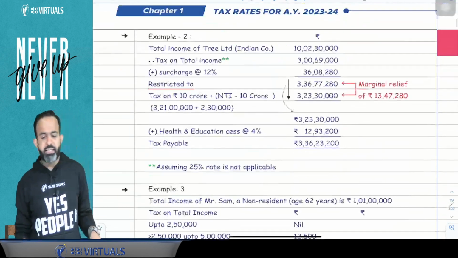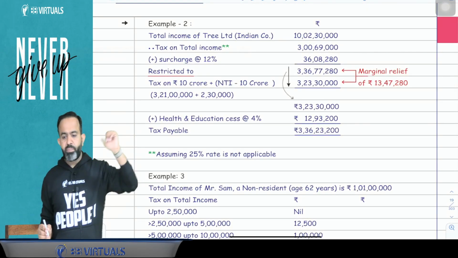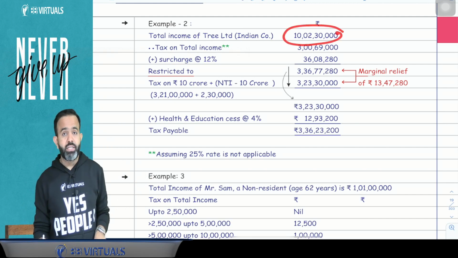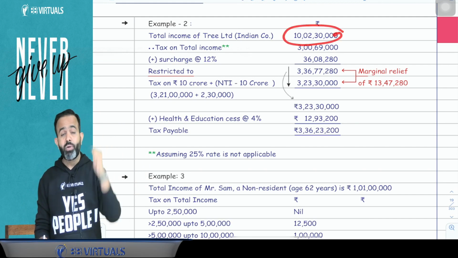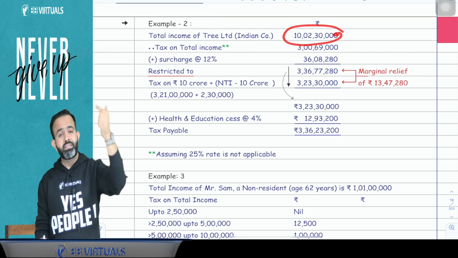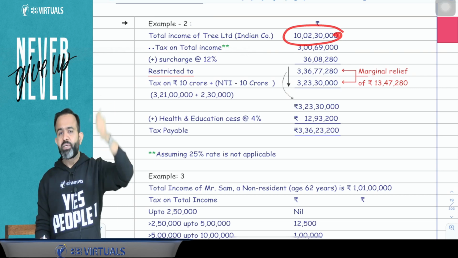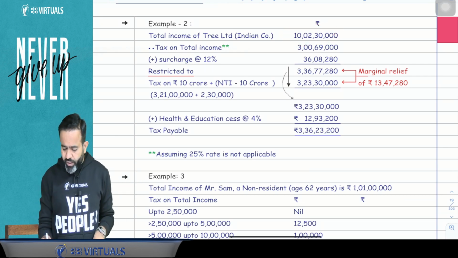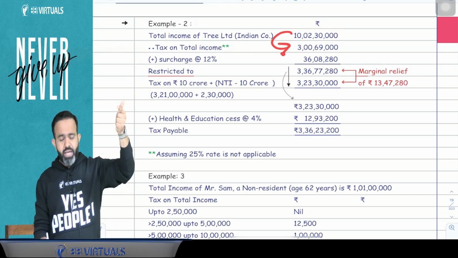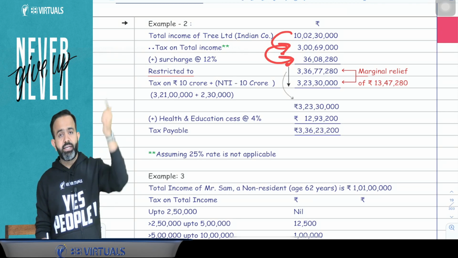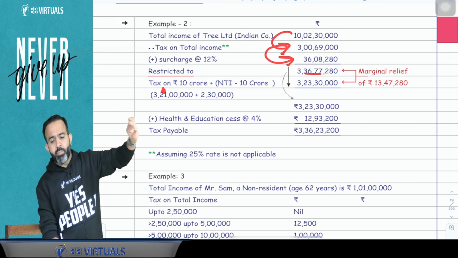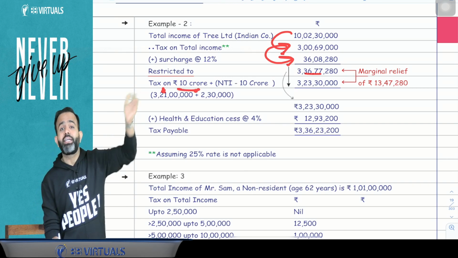Now in the second example, suppose there is a company and that company's income is 10 crore 2,30,000. So here 10 crore 2,30,000 means income is a little bit more than 10 crore, and on 10 crore in case of a company, the surcharge rate changes from 7% to 12% in case of a domestic company. So here, guys, first you have to calculate the tax on that total income. After that, add the surcharge at the rate of 12%. And after adding the surcharge, you have to write that this amount is restricted to tax on 10 crore.